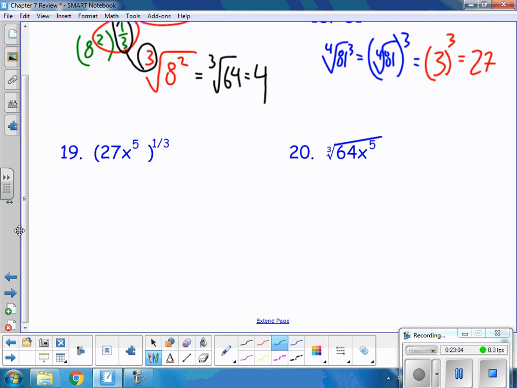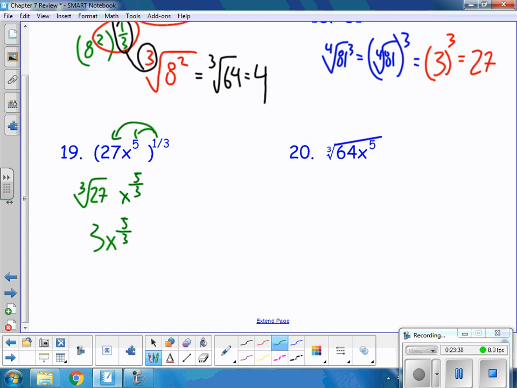Let's take a look at number 19. For 27, I go ahead and distribute out the 3rd power, and I end up with the cube root of 27, and that's to the 1st power, times x to the 5/3 power. The cube root of 27 is 3, and so I end up with 3x to the 5/3 power, and that indeed is simplified.